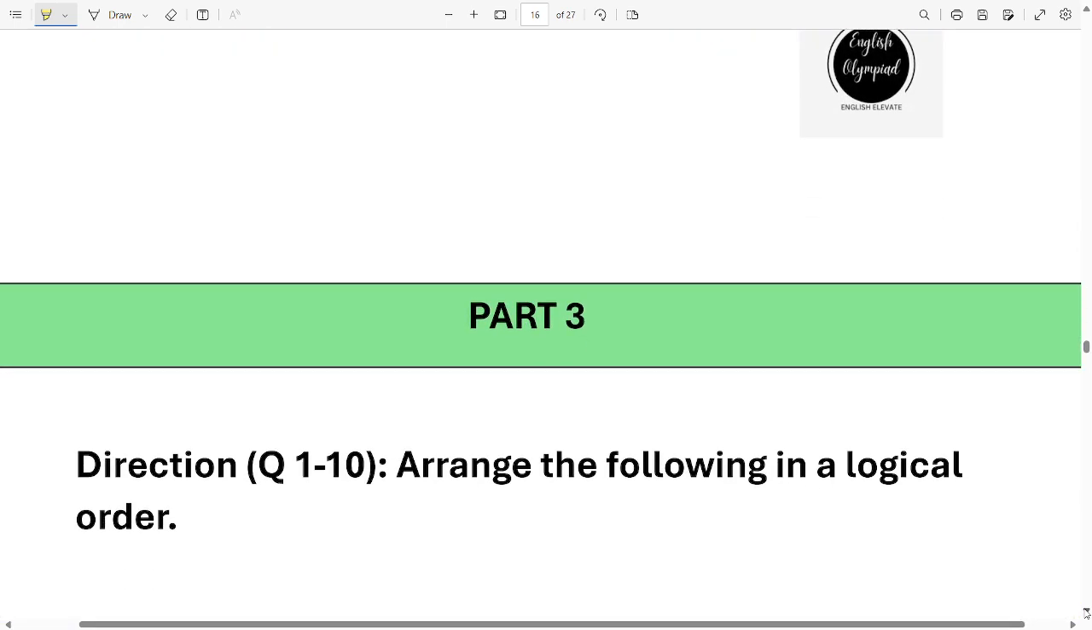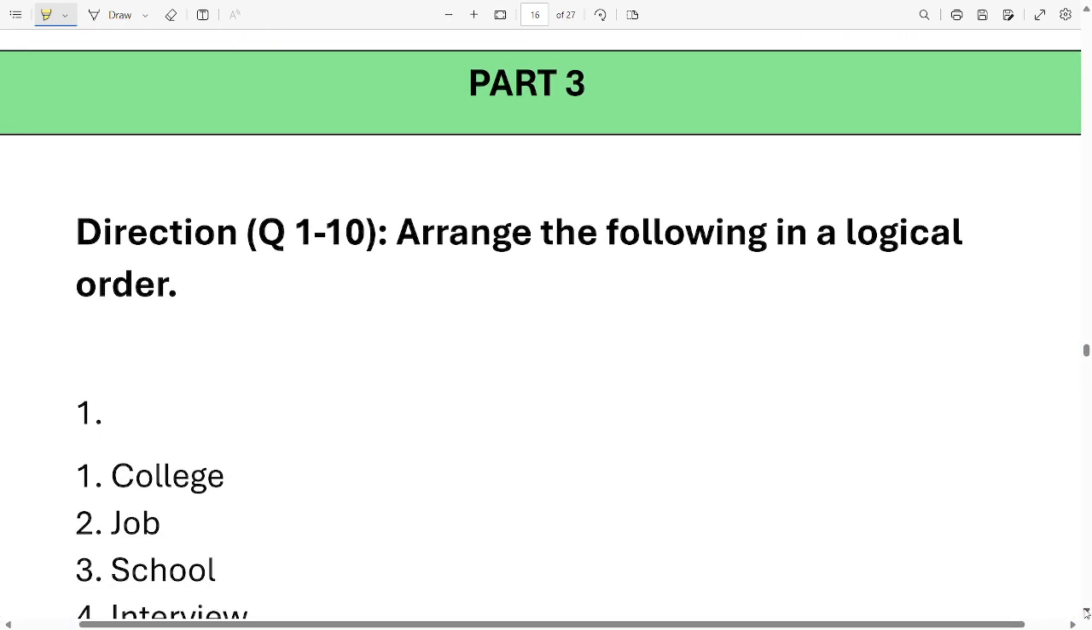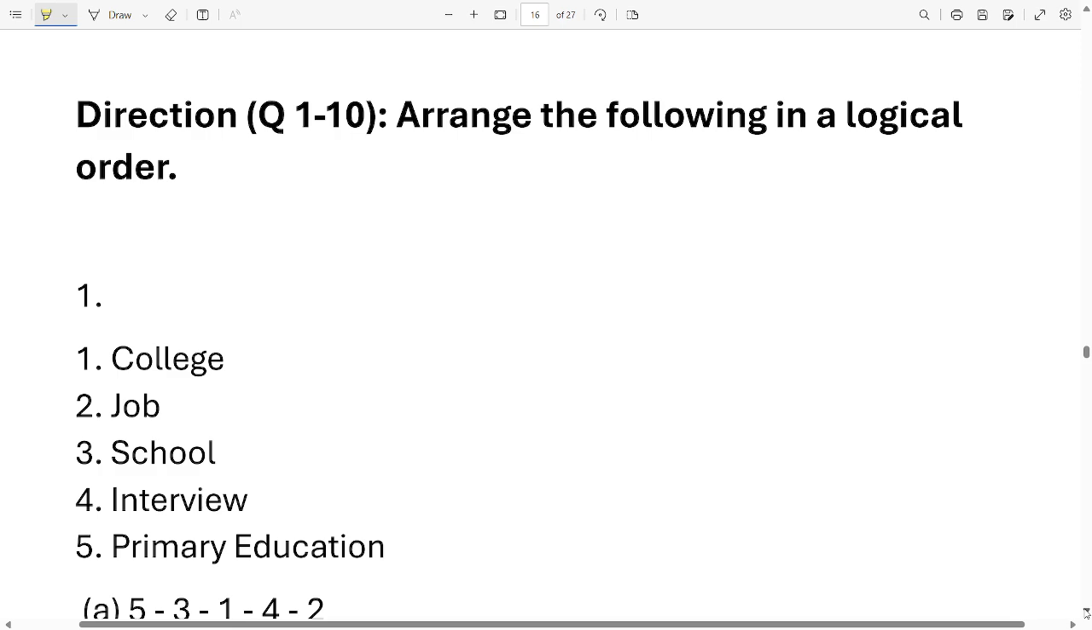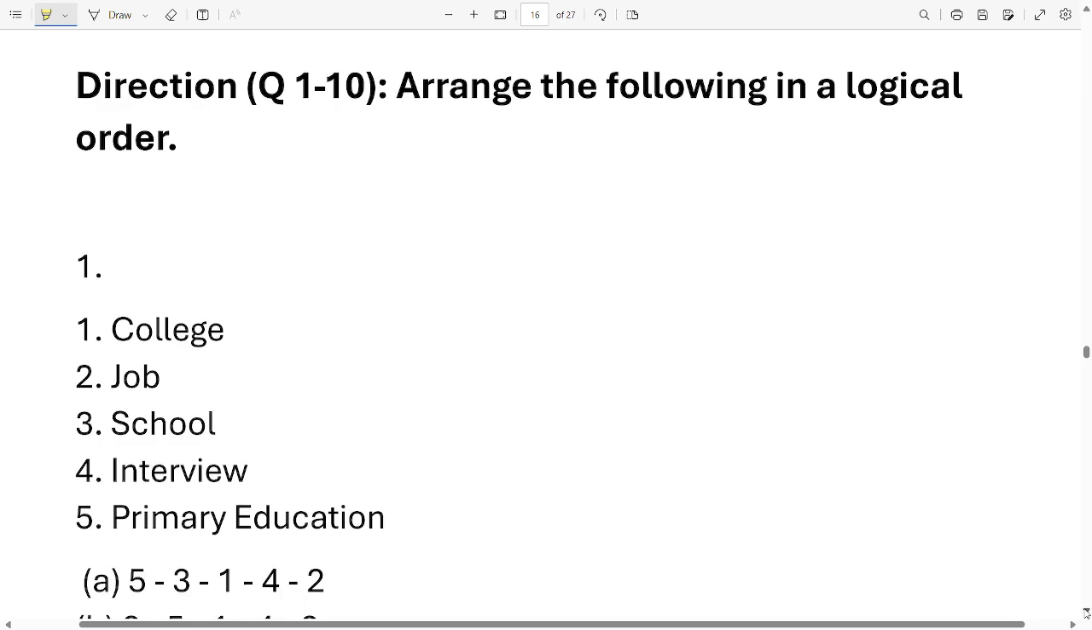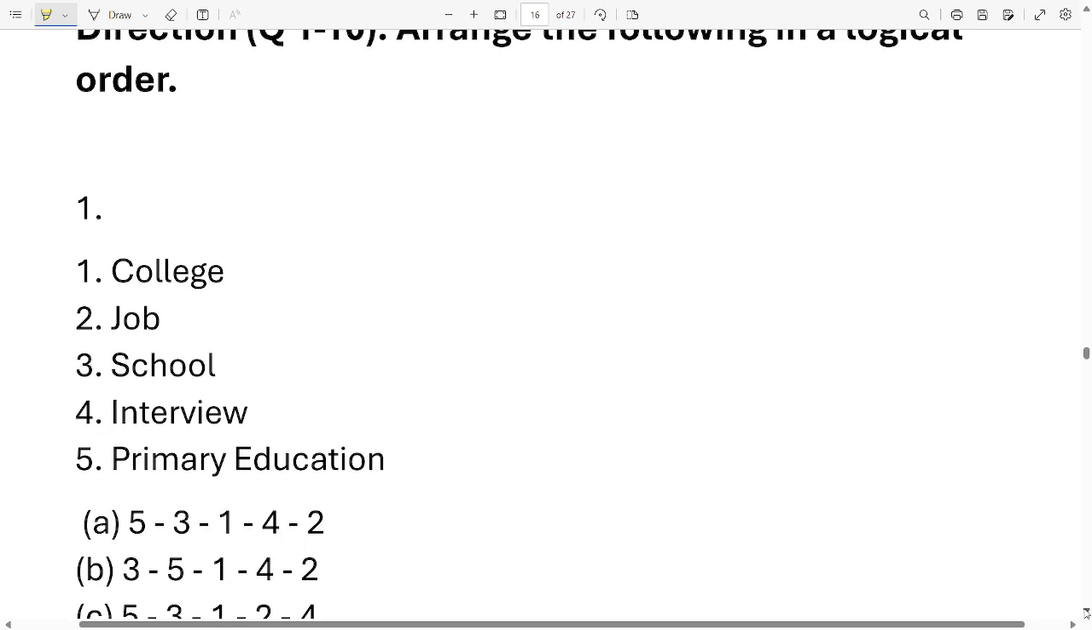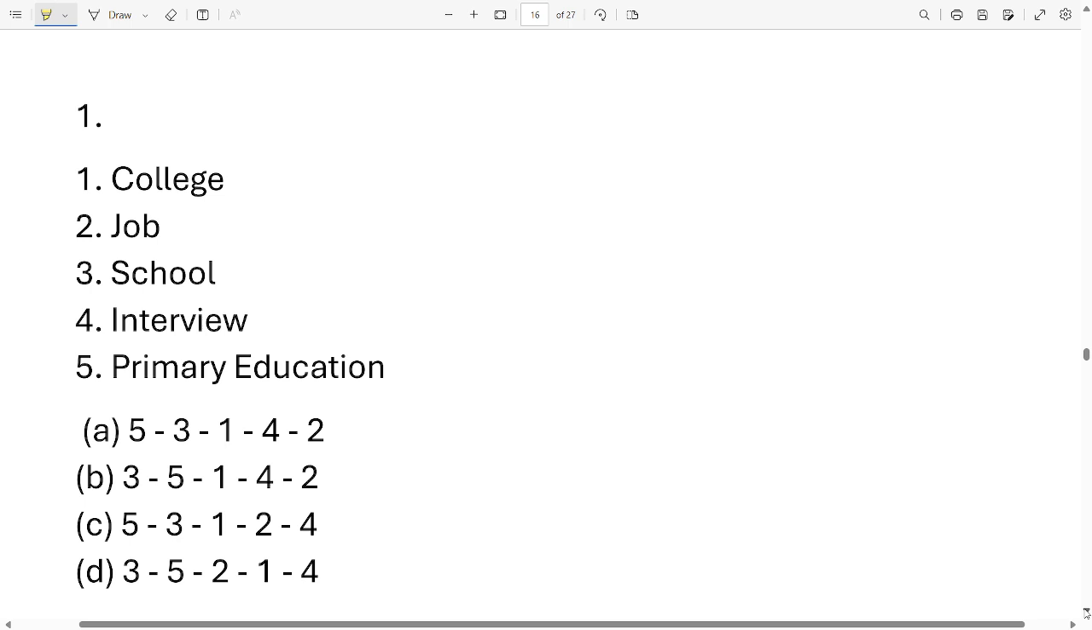Next one. With that we have reached part 3. Part 3 has 10 questions and the instruction to solve them is: arrange the following in a logical order. So these are the words. You have to arrange them in logical order: college, job, school, interview, primary education. You have to decide which will come first and which will come last. So let's get started.